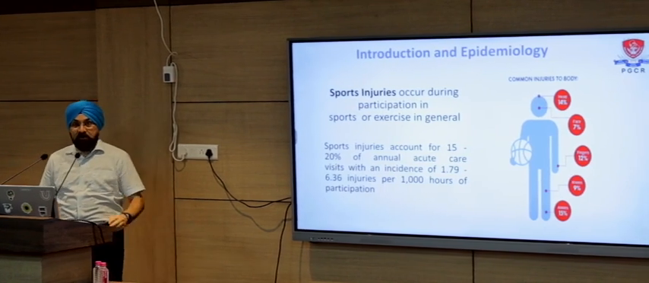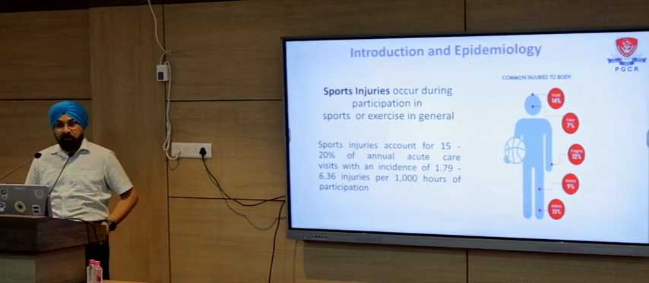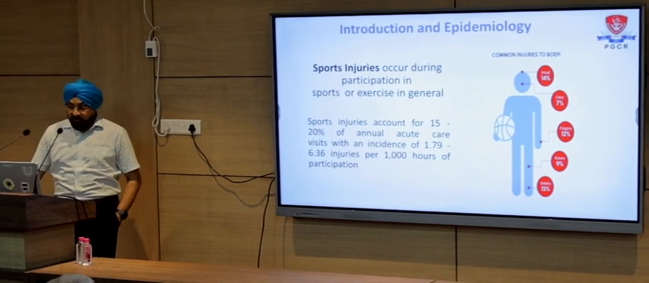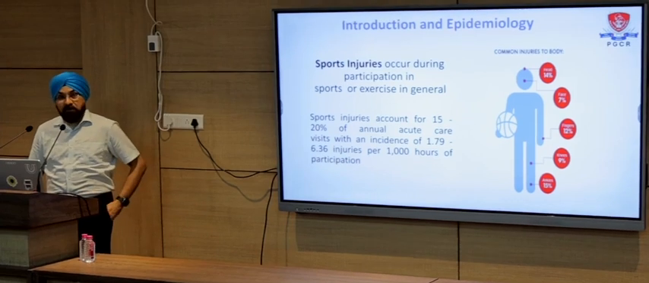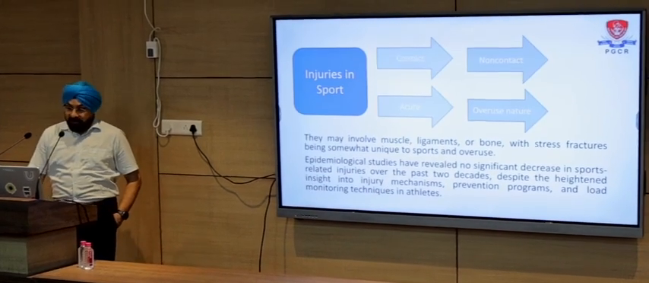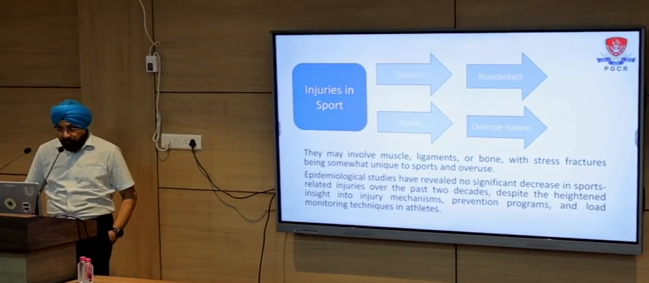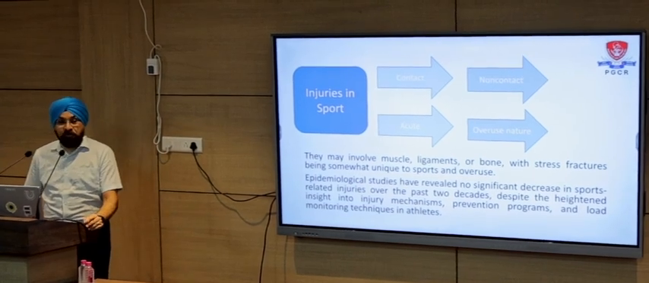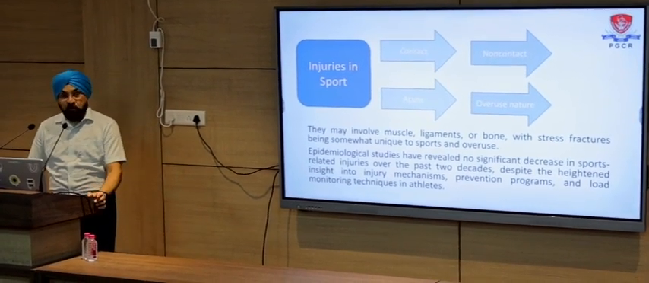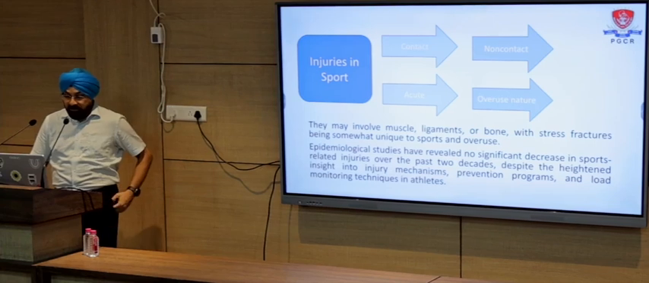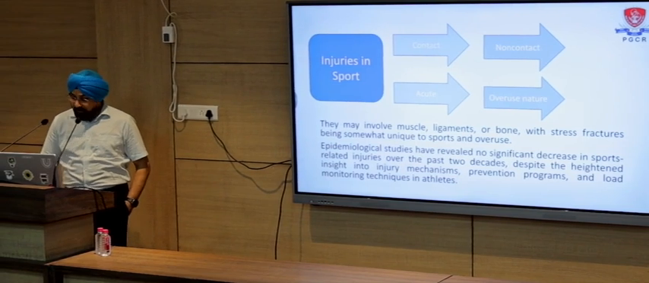Sports injury rehabilitation is generally less reported, but it is quite a common incidence during day-to-day sports activities, with an incidence of 1.79 to 6.36 injuries per 1,000 hours of participation. Injuries in sports can be contact, non-contact, overuse, and acute. They may involve either soft tissue or bony structure. Epidemiological studies have revealed no significant increase in sports-related injuries over the past 2 decades, despite the heightened insight into injury mechanism, prevention programs, and load monitoring techniques in athletes.